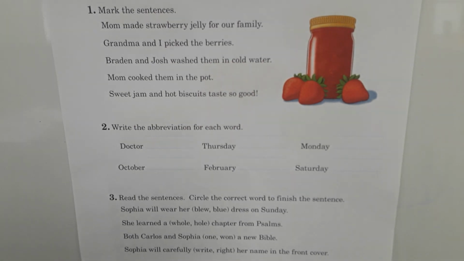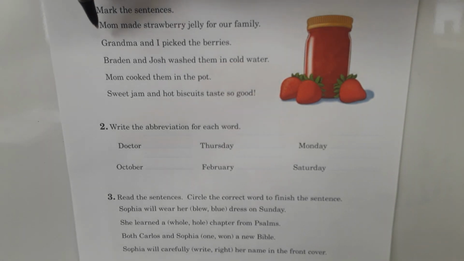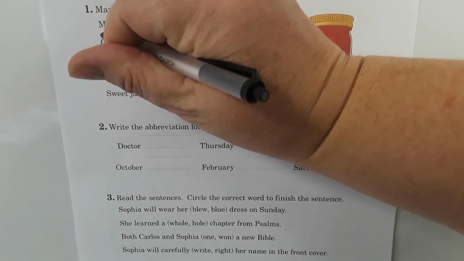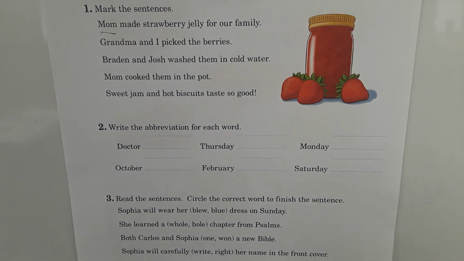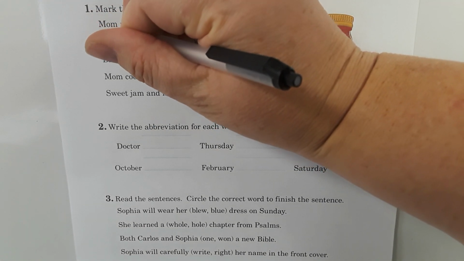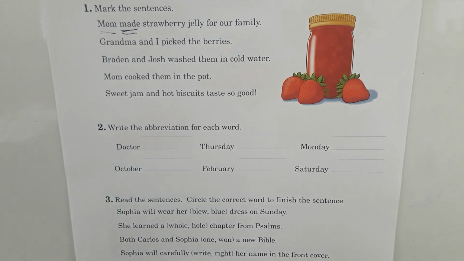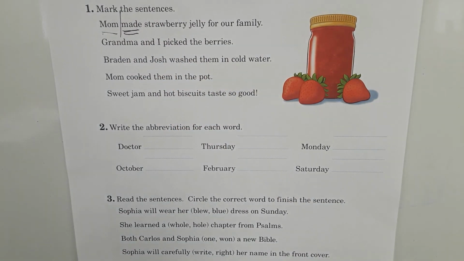Mom made strawberry jelly for our family. What's the subject? Mom. Mom answers the question, who? What's the verb? Made. So you underline made twice. And you divide it between the subject and the verb.